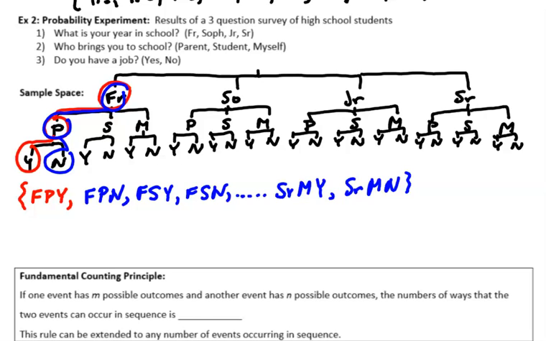Now, how many different responses are there? Well, we just need to count how many branches we have that have each response. So there'd be one branch, freshman, FPY, FPN, FSY, FSN, FMY, FMN. So we can see there are 6 different responses that start with freshmen. There's also another 6 that start with sophomores, another 6 for junior, and another 6 for senior. So altogether you can see we have 24 responses. We could also get those by just counting the number of ends of the branches. So if we go from 4 branching into 3 branching into 2 more, at the end, there's 24 different yes's and no's in that last. So we have 24 choices here.